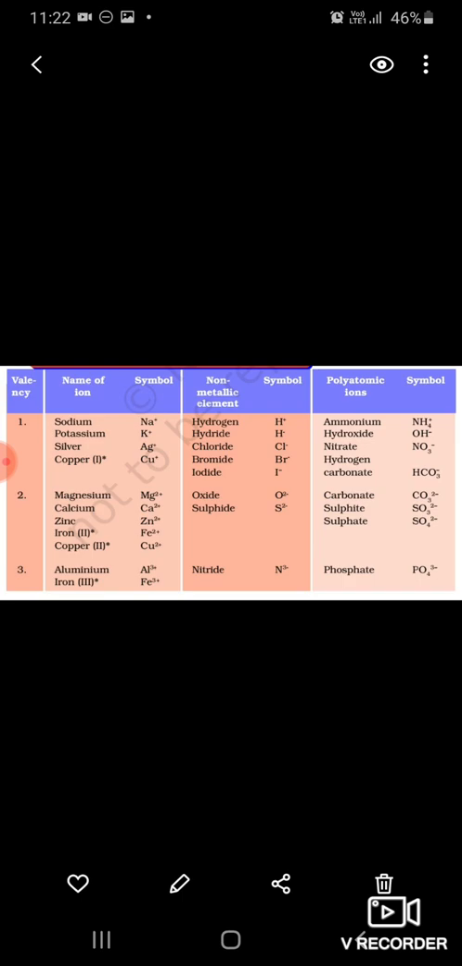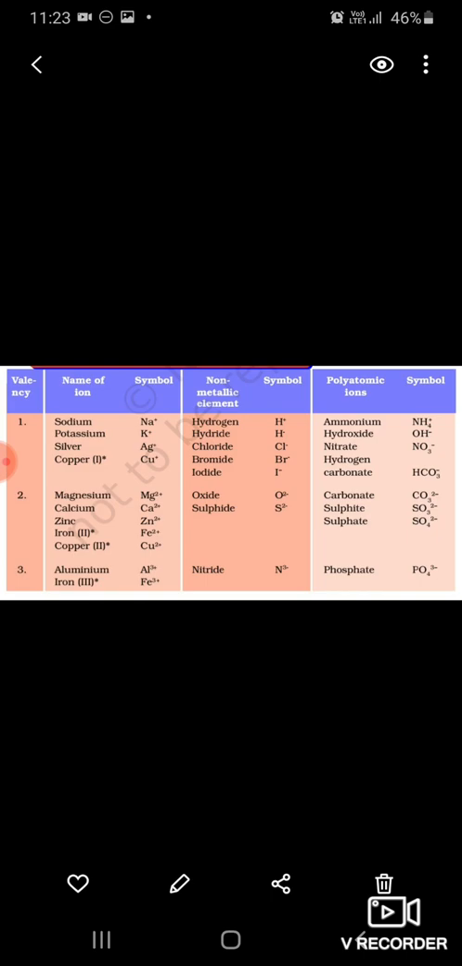Now polyatomic ions. Polyatomic means more than two atoms are present in these ions. Therefore, they are called polyatomic ions. So NH4 plus, OH minus, NO3 minus, and HCO3 minus, that is hydrogen carbonate, also called bicarbonate. So these are monovalent ions, which means whose valency is 1. You can see the charge present on each ion is a plus charge or a minus charge.